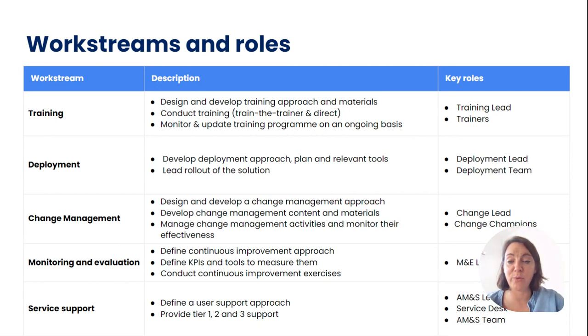So they're going to be responsible for defining a user support approach, but also providing tier 1, 2, and 3 support. Now, this support might be provided by different individuals and organizations, but the team required are going to be an application management and support lead, a service desk to be able to obviously respond and manage user support queries, and an application management and support team. The size of that team is going to be dependent on the size of the country, the number of users, and the specific needs of the country context.